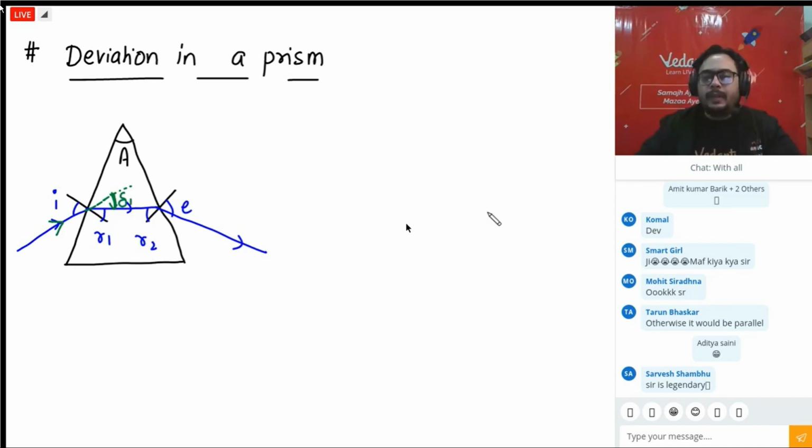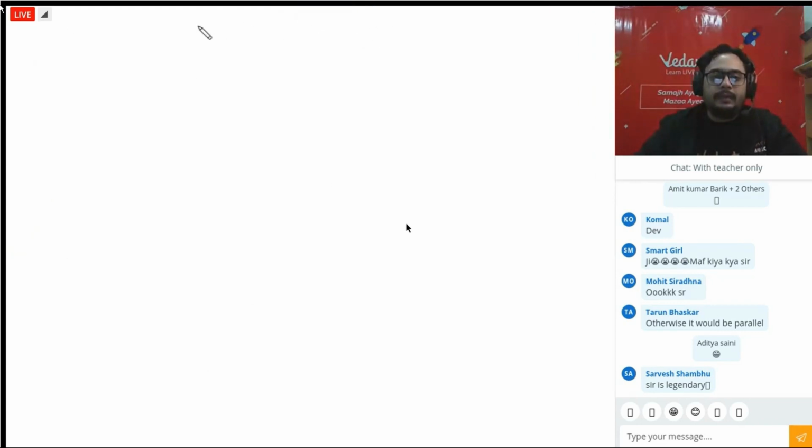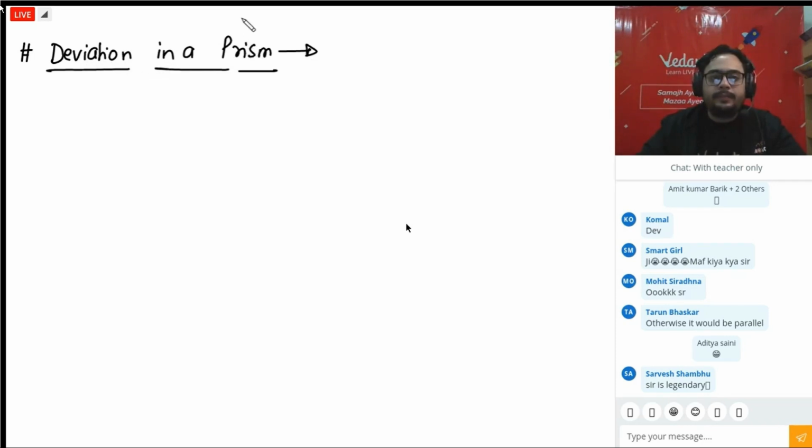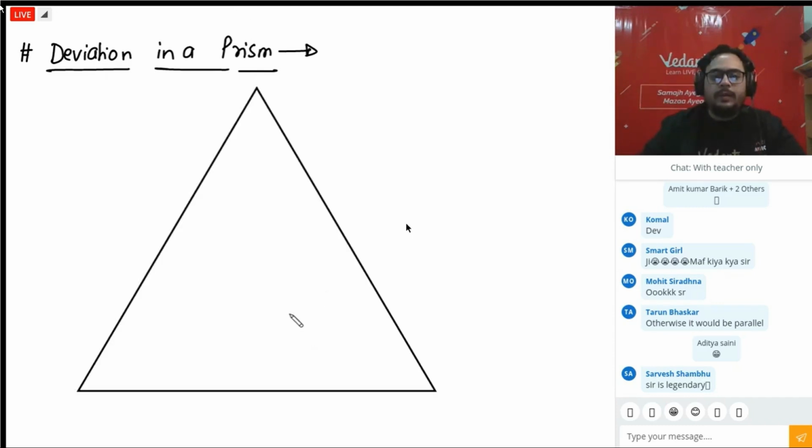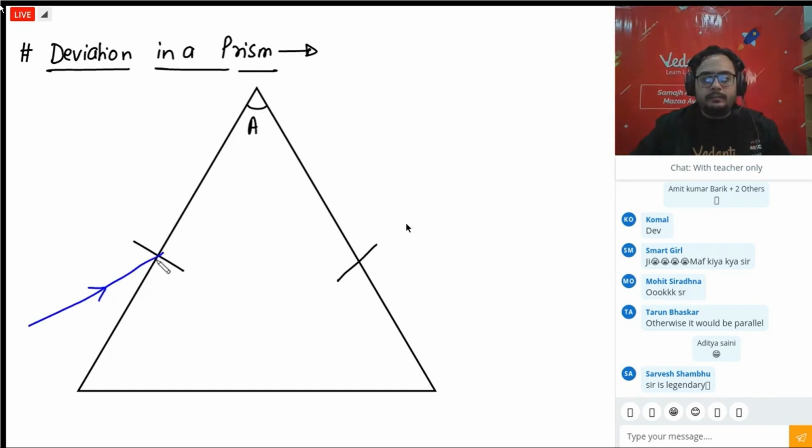I think you people cannot see clearly. Let me make a bigger diagram. मैं एक बड़ा डायग्राम बना देता हूं. So deviation in a prism. Okay. So this is the prism now. This is our A. And this is the incident ray. It went like this. And finally it emerged out like this.